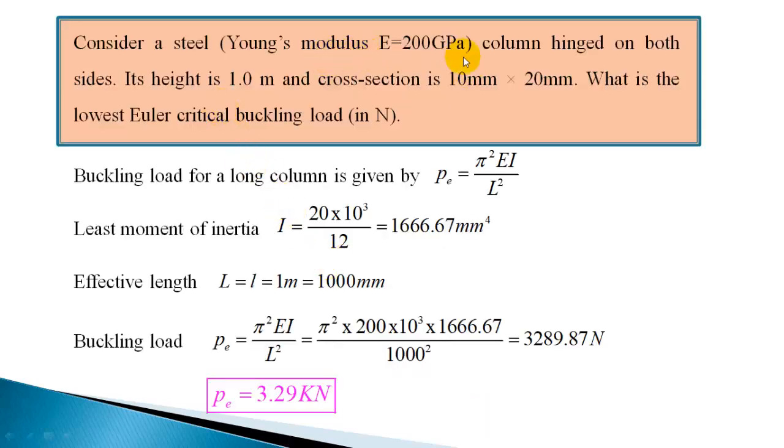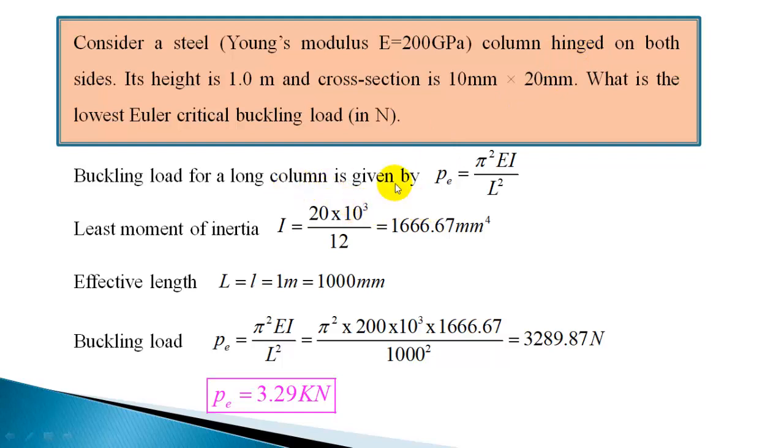Consider a steel column hinged on both ends with a Young's modulus of 200 gigapascal. Its height is 1 meter and cross section is 10 mm by 20 mm. What is the lowest Euler critical buckling load in Newton? So the column has a rectangular cross section of 10 mm by 20 mm, its height is 1 meter, and both ends are hinged.